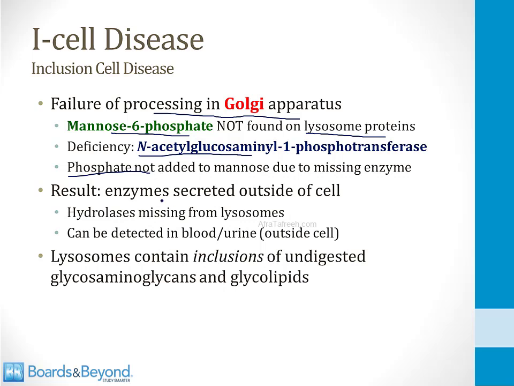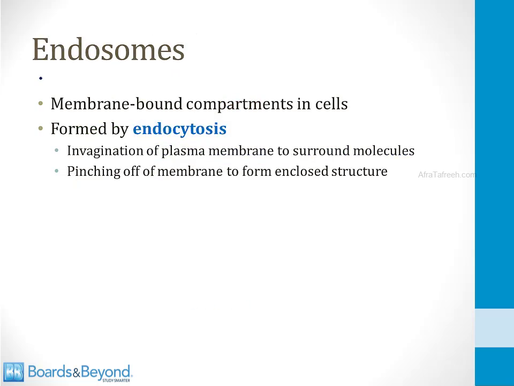The result is that the enzymes are synthesized, but they don't go to the lysosome. Instead, they are secreted outside of the cell. This means that hydrolases are missing from lysosomes, but you can actually find them in the blood and urine because they are being created by cells. They're just not going to the lysosome. As a result, lysosomes develop inclusions of undigested molecules like glycosaminoglycans and glycolipids, and this is why it's called I-cell disease.